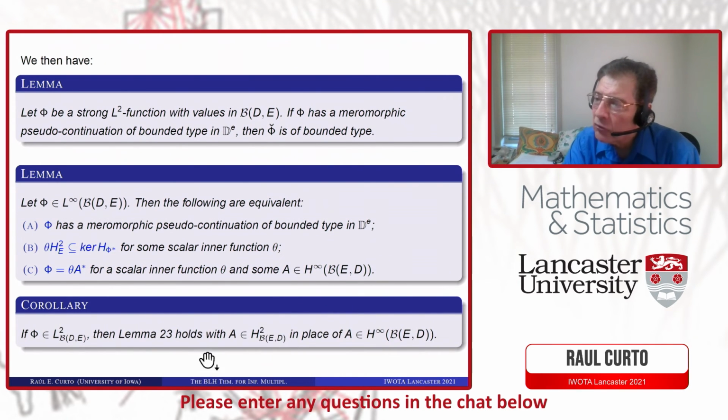If phi is in L2, not in L infinity but in L2, this lemma also holds, Lemma 23 is this one here, with A in H2 in place of A in H infinity. So if I want to take an L2 function here, I can do it, but then my A will be in H2.